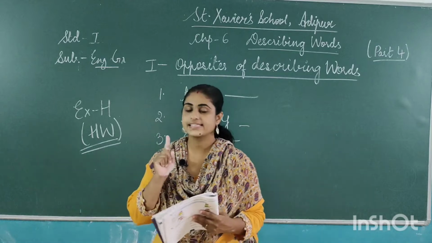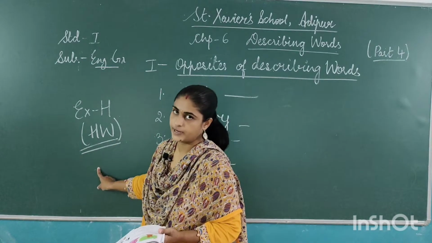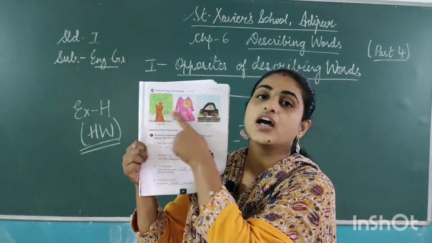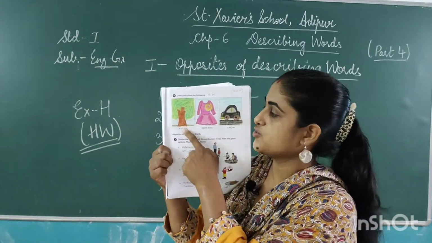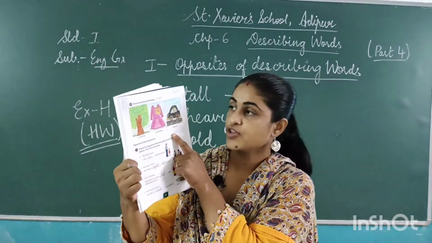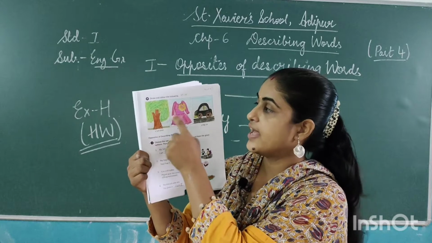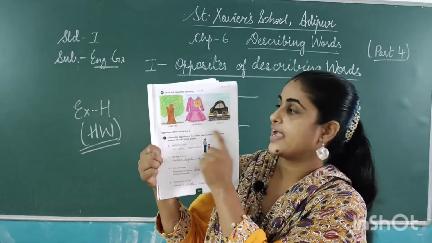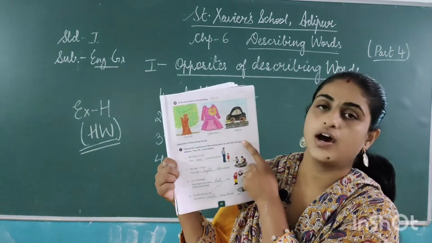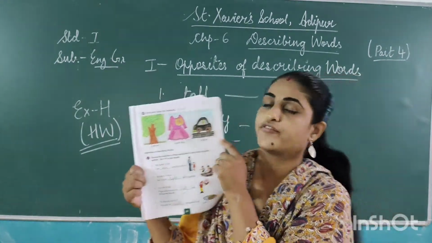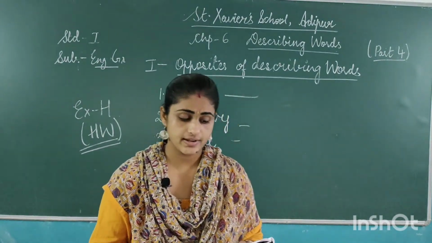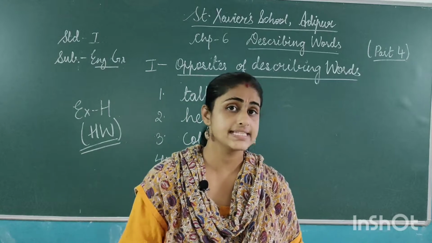Now, exercise H will be your homework. Why will it be homework? Because it's just the coloring of the pictures given here. The first one is a tree, the second is a pink dress and the third one is a big car. You have to draw a tall tree, a pink dress, and a big car, and then color them. Understood? So, we will not be doing that right now. We will be starting with the next exercise.